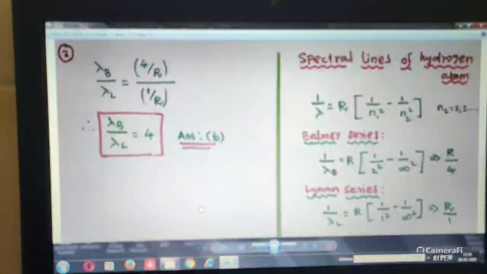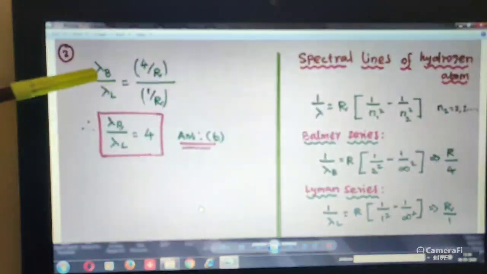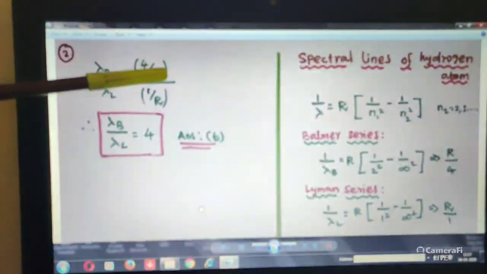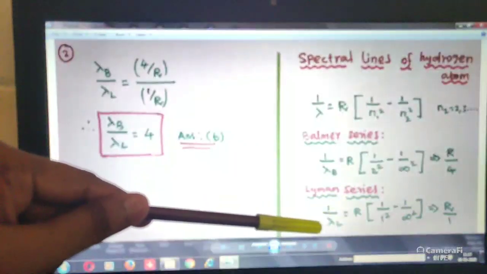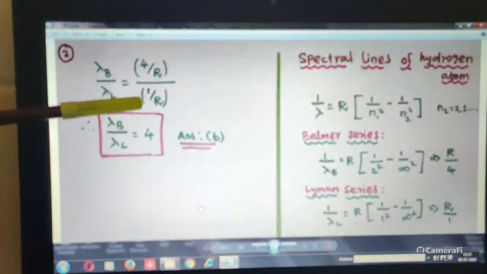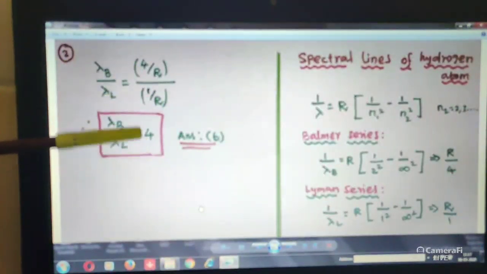Now the question is the wavelength of the Balmer series to the wavelength of the Lyman series for the last line. I derived it already, so I directly substitute. 1 by lambda b is equal to R by 4, therefore lambda b is equal to 4 by R. Like that, 1 by lambda L is equal to R, therefore lambda L is equal to 1 by R. Here R cancels, so remaining 4 by 1, that is 4. If you observe, the answer is 4:1.